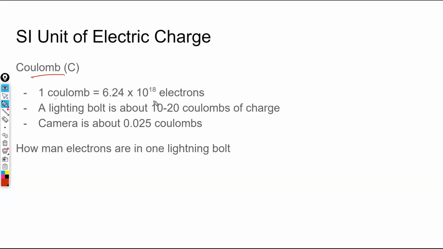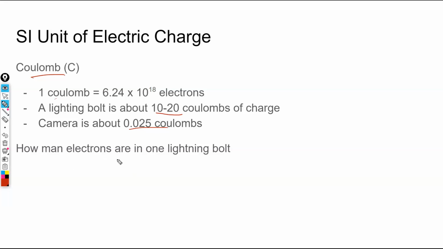And to give you an example of how many electrons are in certain everyday things, a lightning bolt, for example, is actually about 10 to 20 coulombs of charge, depending upon how strong it is. And like a camera, the electric charge it uses is about 0.025 coulombs.